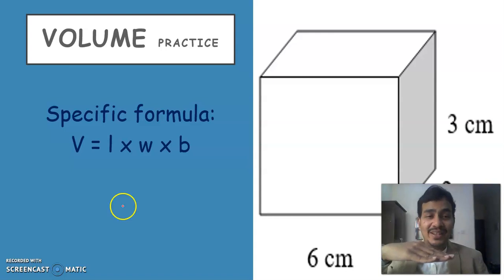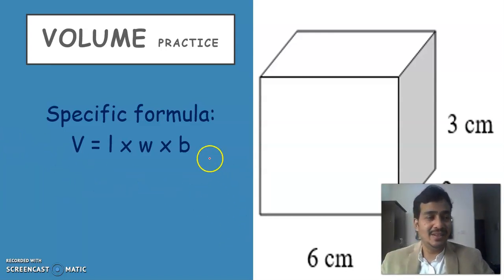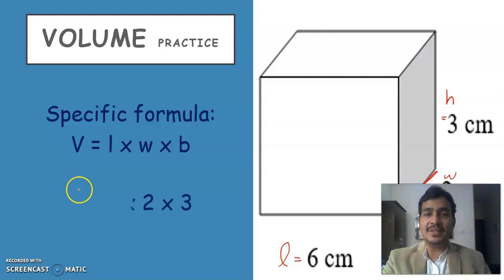For example, see this rectangular prism. What is the length of the rectangular prism? 6 centimeter. So this is the length of the rectangle. I write it as L. What is the width? This is the width, which is 2. And this is the height, which is 3. So the volume of this will be 6 multiply 2 multiply 3.